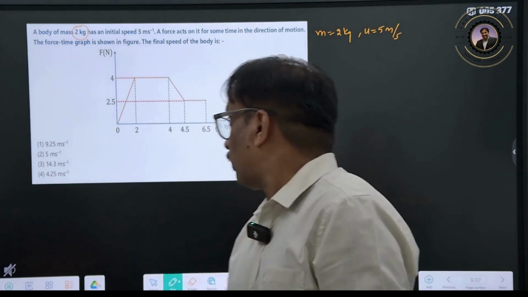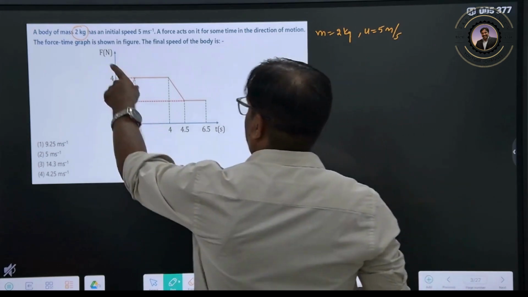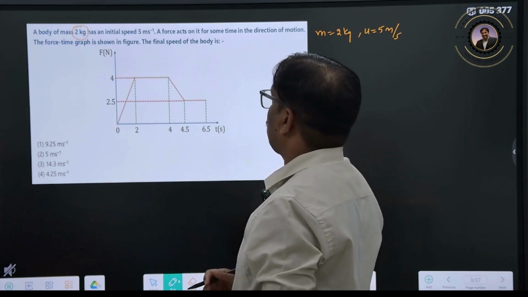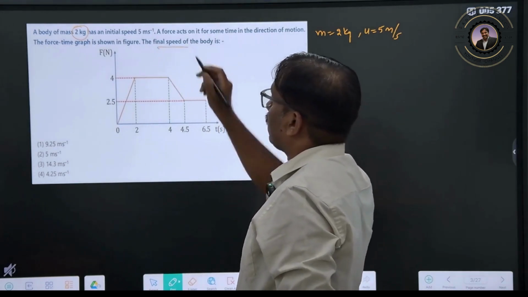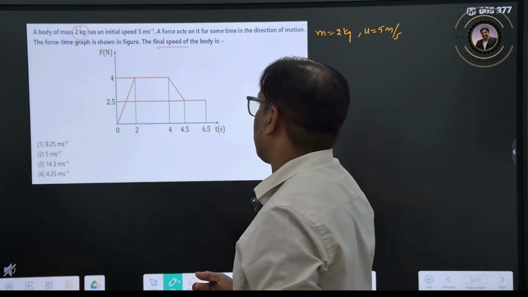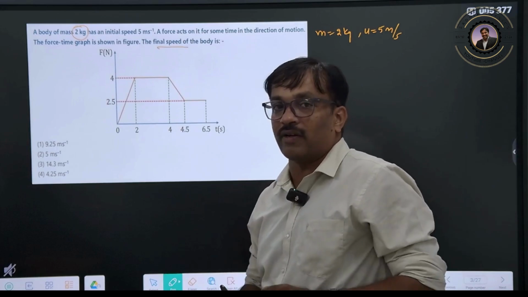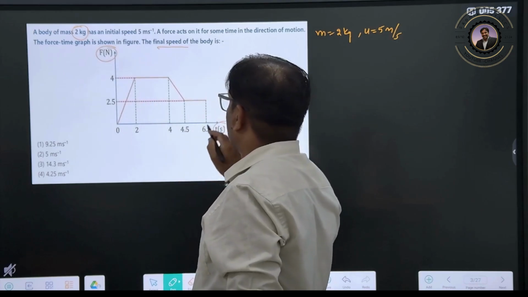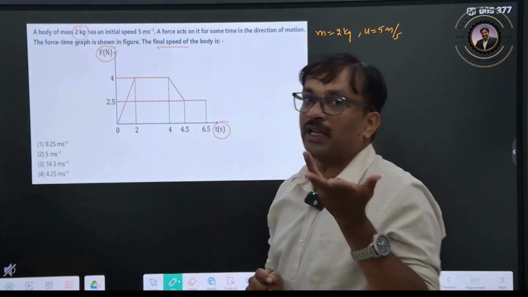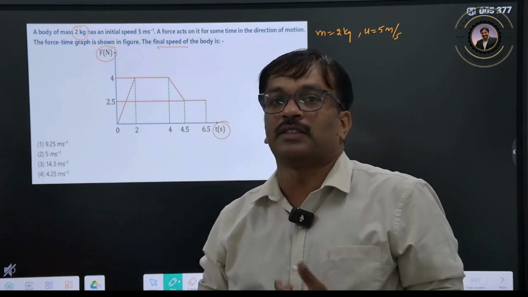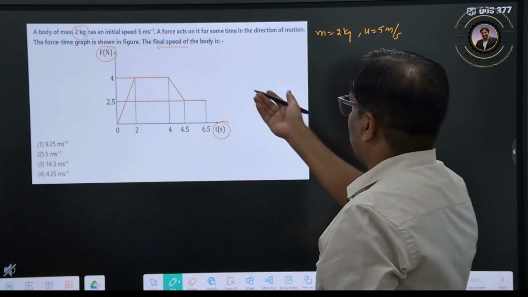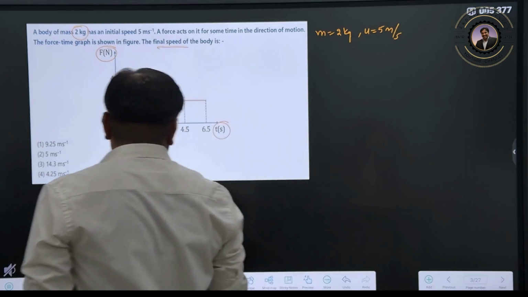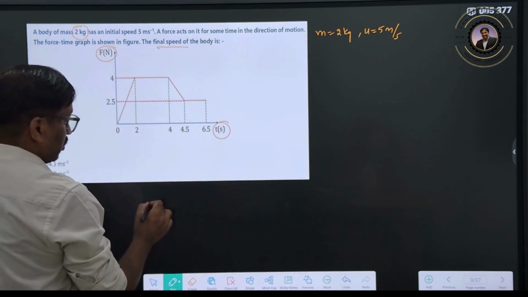Clear? So here the force and time graph is given. How to calculate now? We want to calculate the final speed. Therefore you have to calculate the area, not the slope. If you calculate the area, what will you get? Area means y coordinate into x coordinate. If you multiply force into time, that is nothing but impulse. Impulse is nothing but a change in momentum. Right? We want only the final speed, so compulsorily we have to calculate the area.